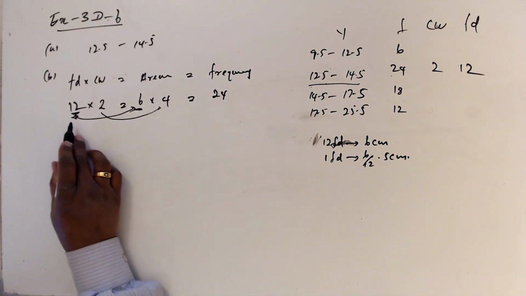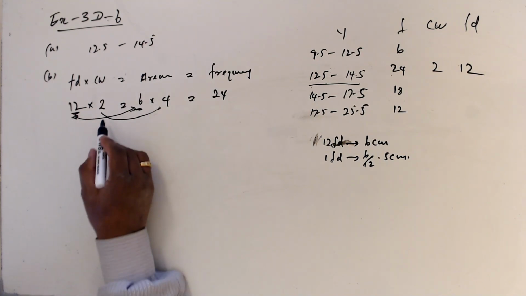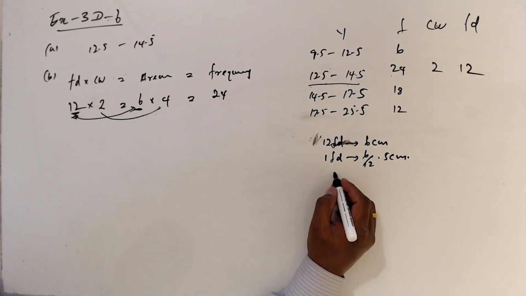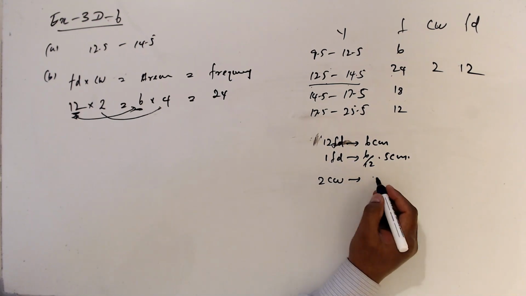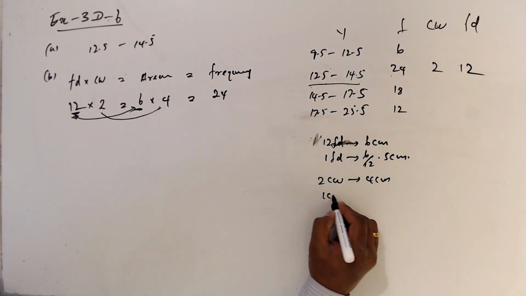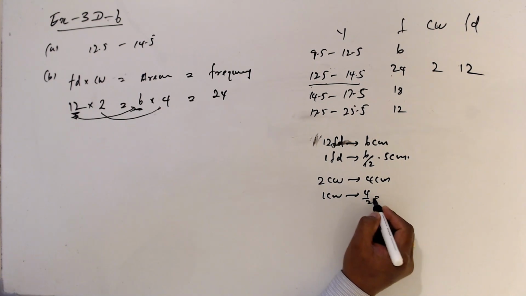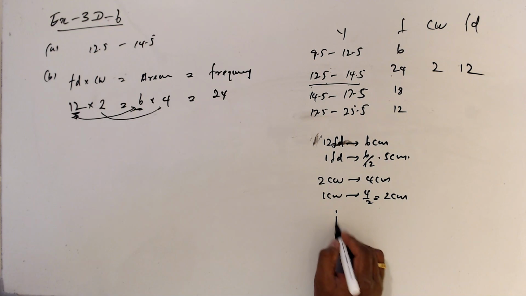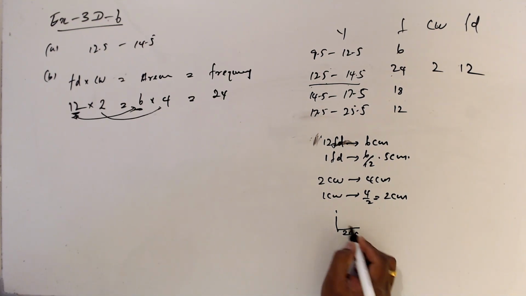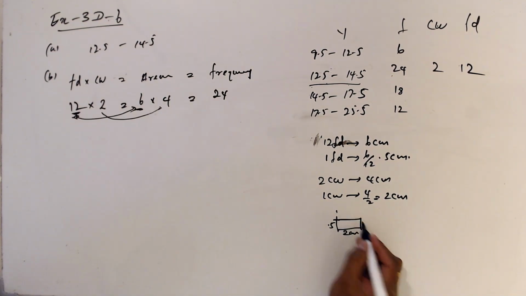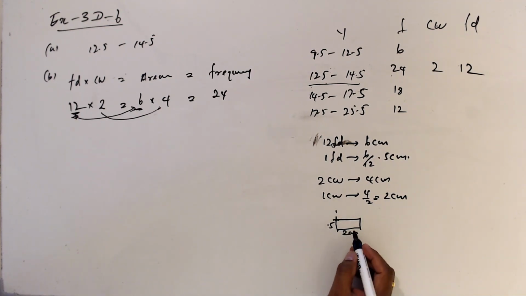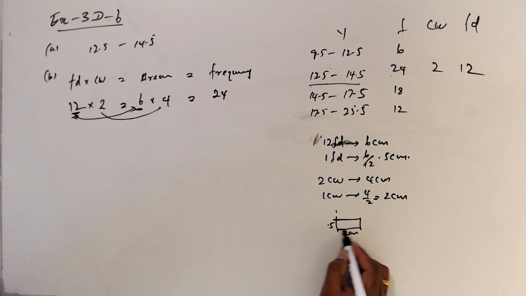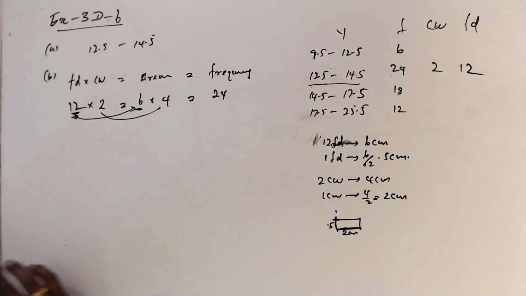So the height of one unit is 0.5, and this is 2 and 4. 2 class width is represented by 4 centimeters. 1 class width is represented by 4 divided by 2 centimeters. Then this box is 2 centimeters long, 0.5 height. So 1 class width is 2 and 0.5. This is the ratio, basically.